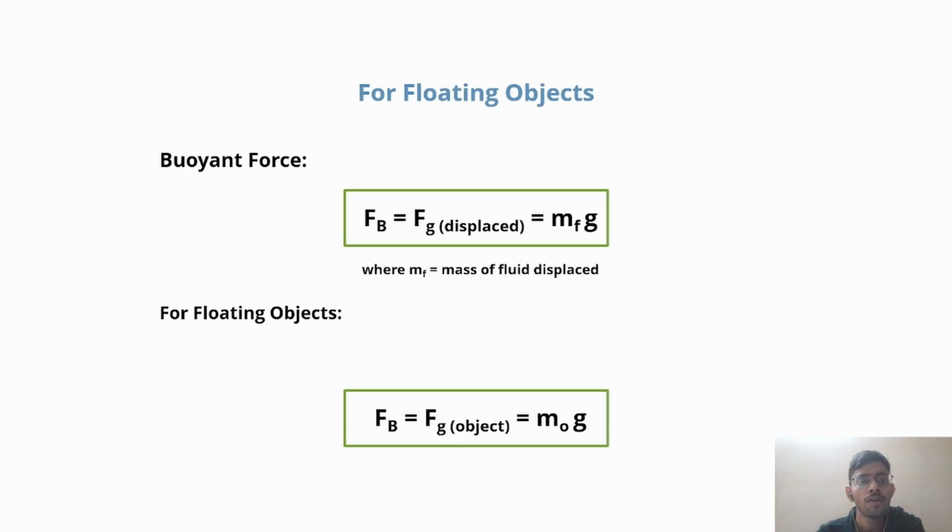So now for a floating object, the buoyant force Fb is equal to Fg displaced, equal to mf g, where mf refers to the mass of fluid displaced. Again for a floating object, Fb, that is the buoyant force, is equal to the force of the object, equal to the mass of the object times the acceleration due to gravity.